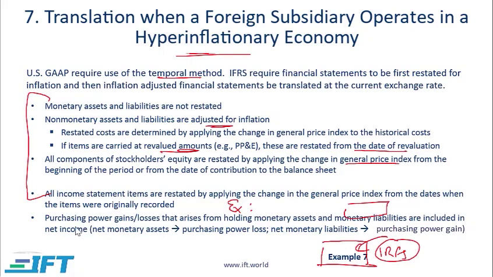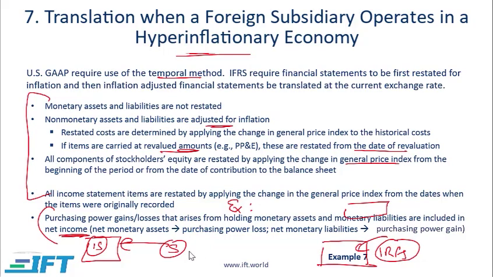One other important point to note: purchasing power gains and losses that arise from holding monetary assets and monetary liabilities need to be included in net income. And remember, this is the net income of the parent company. When we translate the numbers from the subsidiaries' financial statements to the parent's consolidated financial reports, then there will be an item in the income statement called purchasing power gain or purchasing power loss.